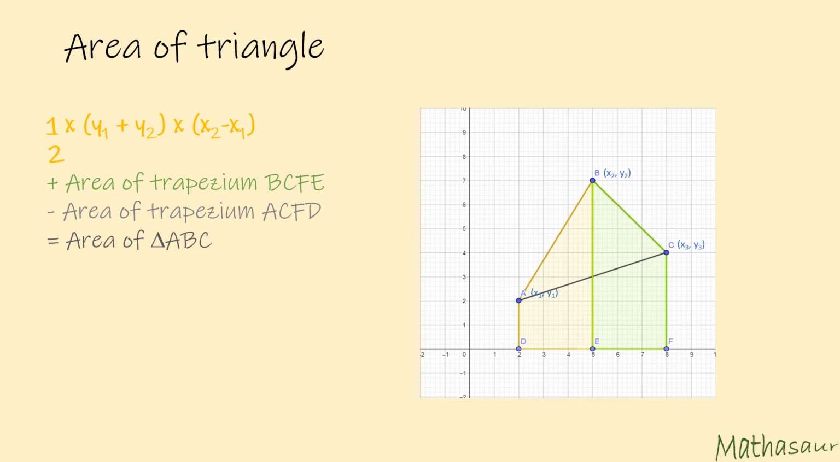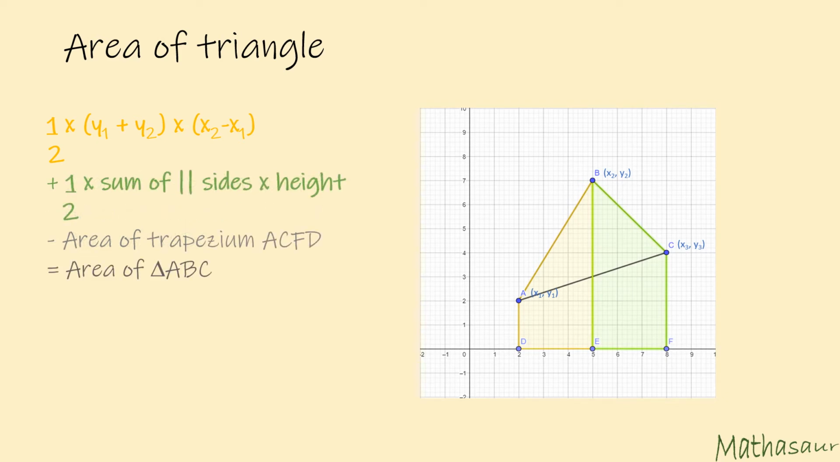Now let us look at area of trapezium BCFE. The sum of parallel sides would be BE plus CF. So I get half times y2 plus y3 times x3 minus x2, which is the segment EF.